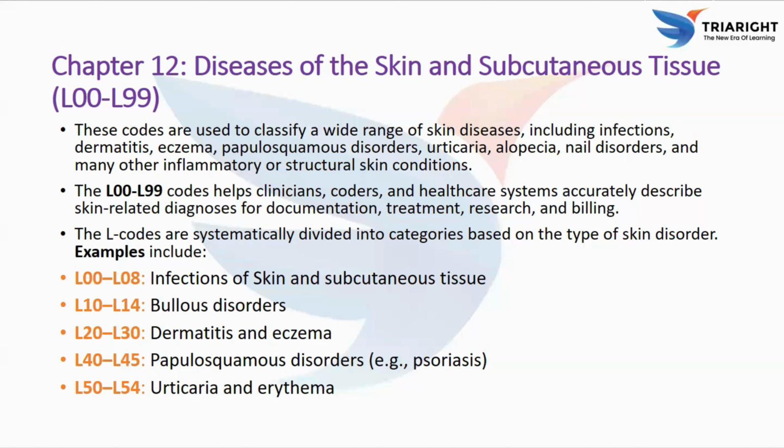This slide highlights the following useful groups. L00 to L08 describes the infections of skin and subcutaneous tissue, where you will find impetigo, cellulitis, abscess, furuncles, carbuncles like disorders. L10 to L14 describes the bullous disorders. L20 to L30, dermatitis and eczema. L40 to L45, papulosquamous disorders. And L50 to L54, urticaria and erythema.